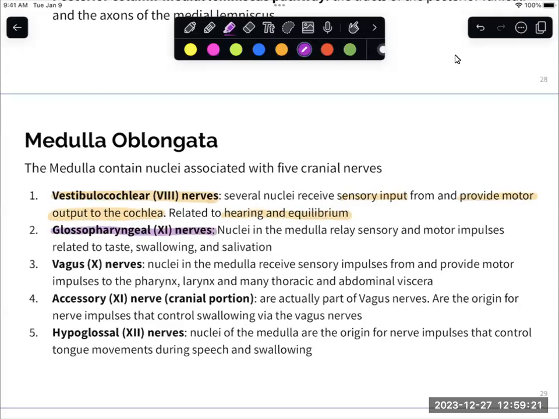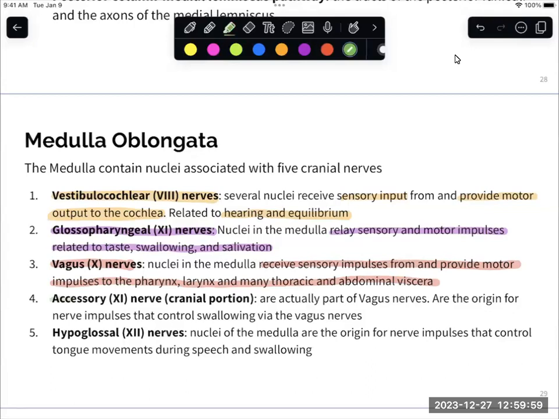Glossopharyngeal nerves. So these nuclei are going to relay sensory and motor for taste, swallowing, and salivation. Vagus nerve. This nerve receives sensory and provides motor to the pharynx, larynx, and the thoracic and abdominal viscera. So viscera are those organs in the chest and the abdominal cavity.